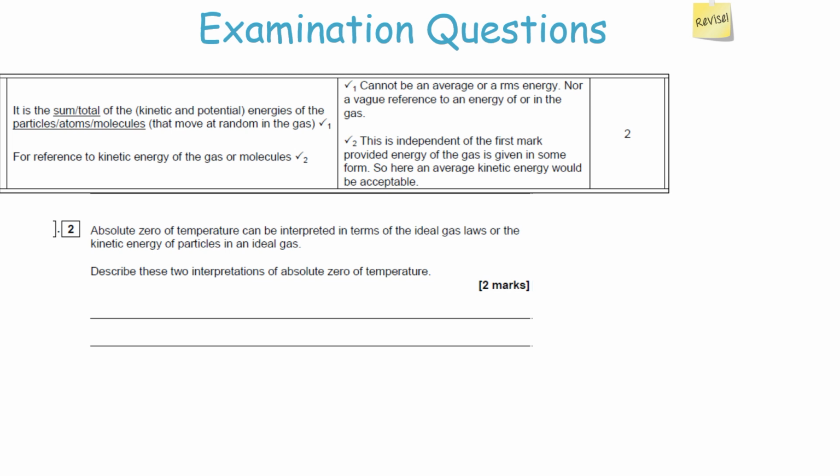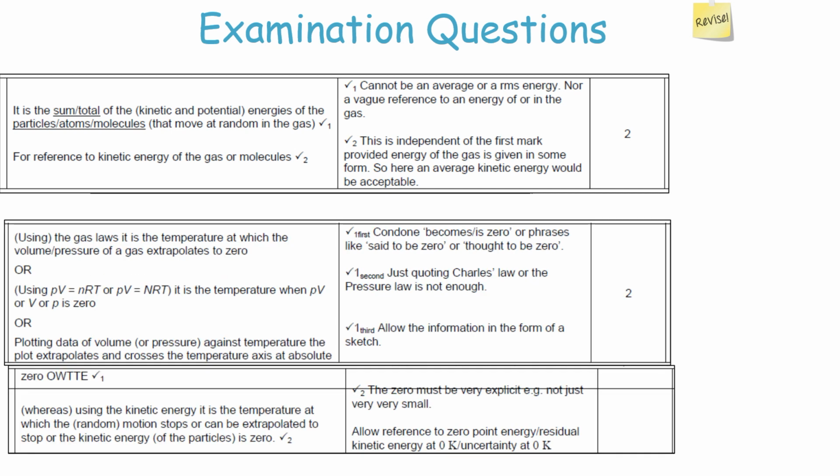Now, how can you work out the absolute zero of the temperature? This is an important idea to understand in terms of what absolute zero is. According to the gas laws, it's the temperature at which the volume or the pressure of a gas extrapolates to zero, because if PV equals nRT, which is the equation for an ideal gas, then if T is equal to zero, P and V must also equal zero, because if one side of the equation equals zero, so does the other.